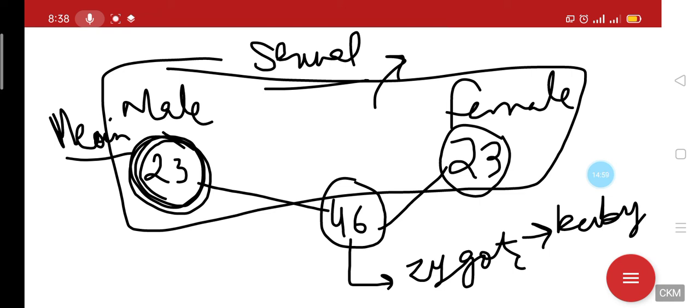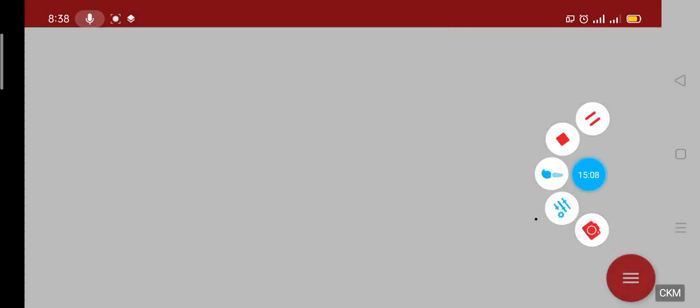While a chick produces an egg, and from that egg the whole baby develops, this egg has 46, or rather, sorry, chickens have different chromosomes. I should not have discussed this example. Okay, let's discuss something in detail.